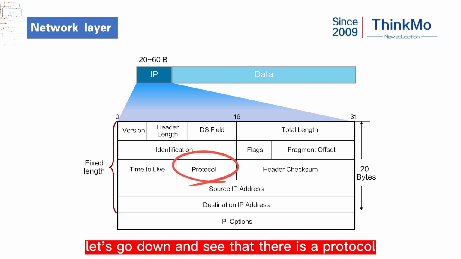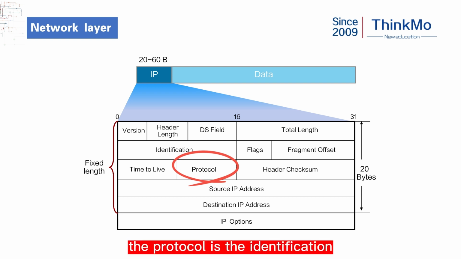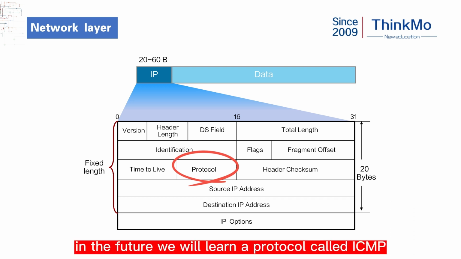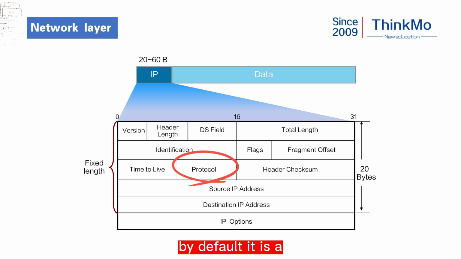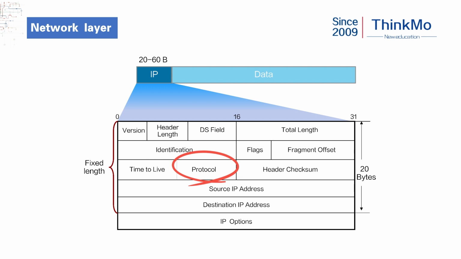Let's go down and see that there is a protocol field. What does the protocol mean? The protocol is the identification of the upper layer protocol. We identify services above the network layer. Suppose in the future we will learn a protocol called ICMP. If I fill in 1 in the protocol field on layer 3, it represents that my upper layer is ICMP.